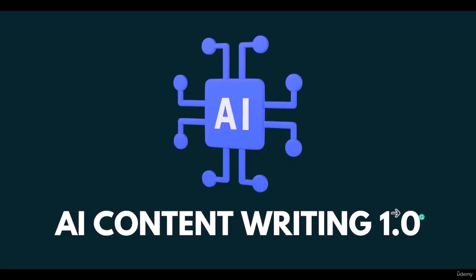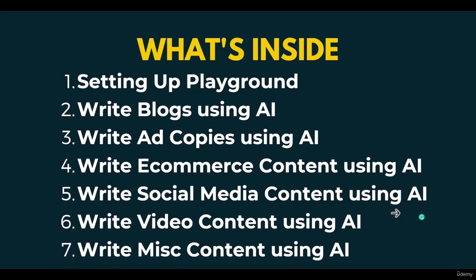Welcome to the first section of this course. In this section, we will be covering AI content writing. This is AI content writing 1.0, and here we'll be covering some dedicated tools, and we'll be using those dedicated tools to generate different types of content. Basically, this course has two parts: AI content writing 1.0 and AI content writing 2.0. In 2.0, it will be more professional and advanced. In 1.0, it's basically easy using dedicated tools. So let's cover what's inside this section.